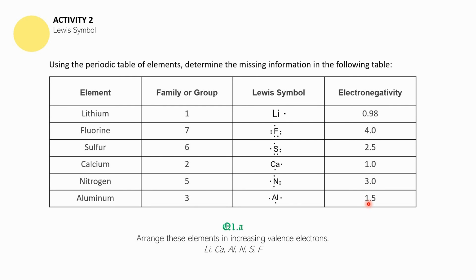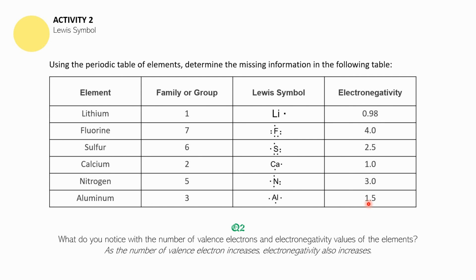The answer to question number 1A is lithium first, then followed by calcium, aluminum, nitrogen, sulfur, and fluorine. The answer to question 1B: lithium first, followed by calcium, aluminum, nitrogen, sulfur, and fluorine. The answer to question number 2: as the number of valence electrons increases, electronegativity also increases.